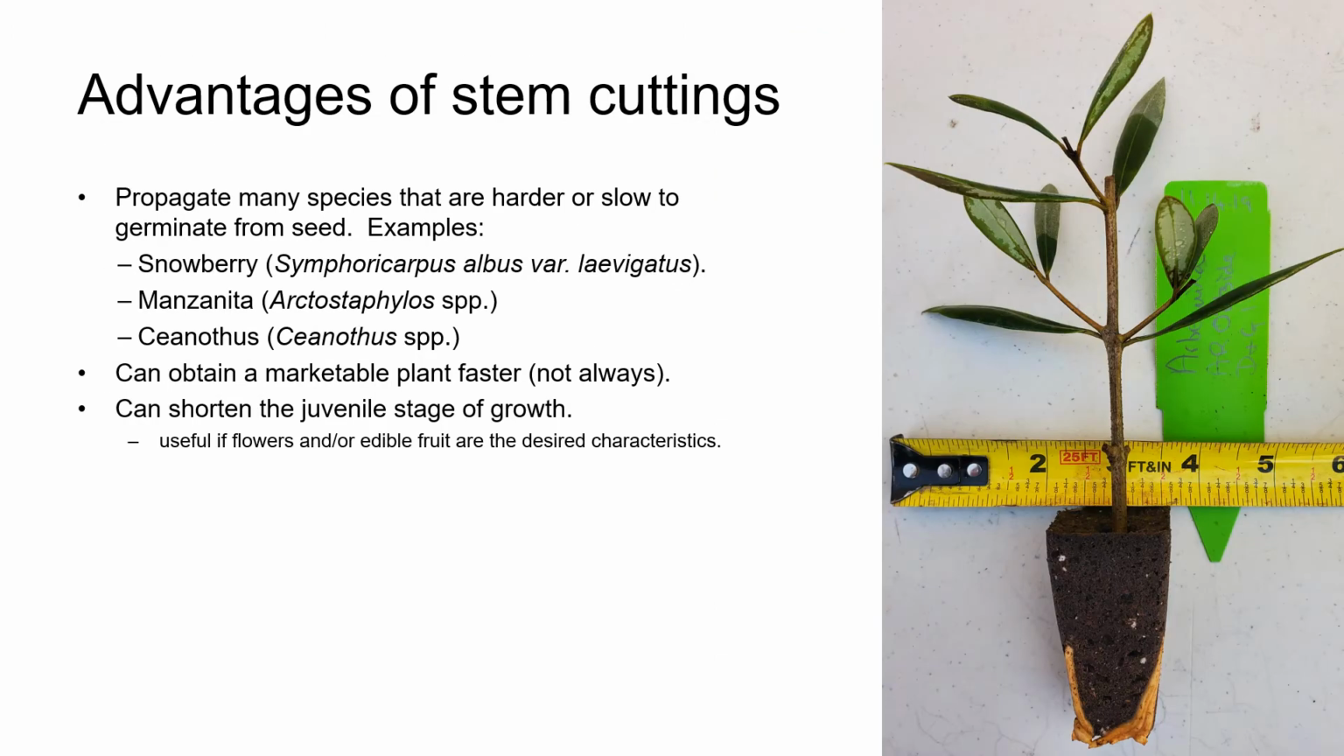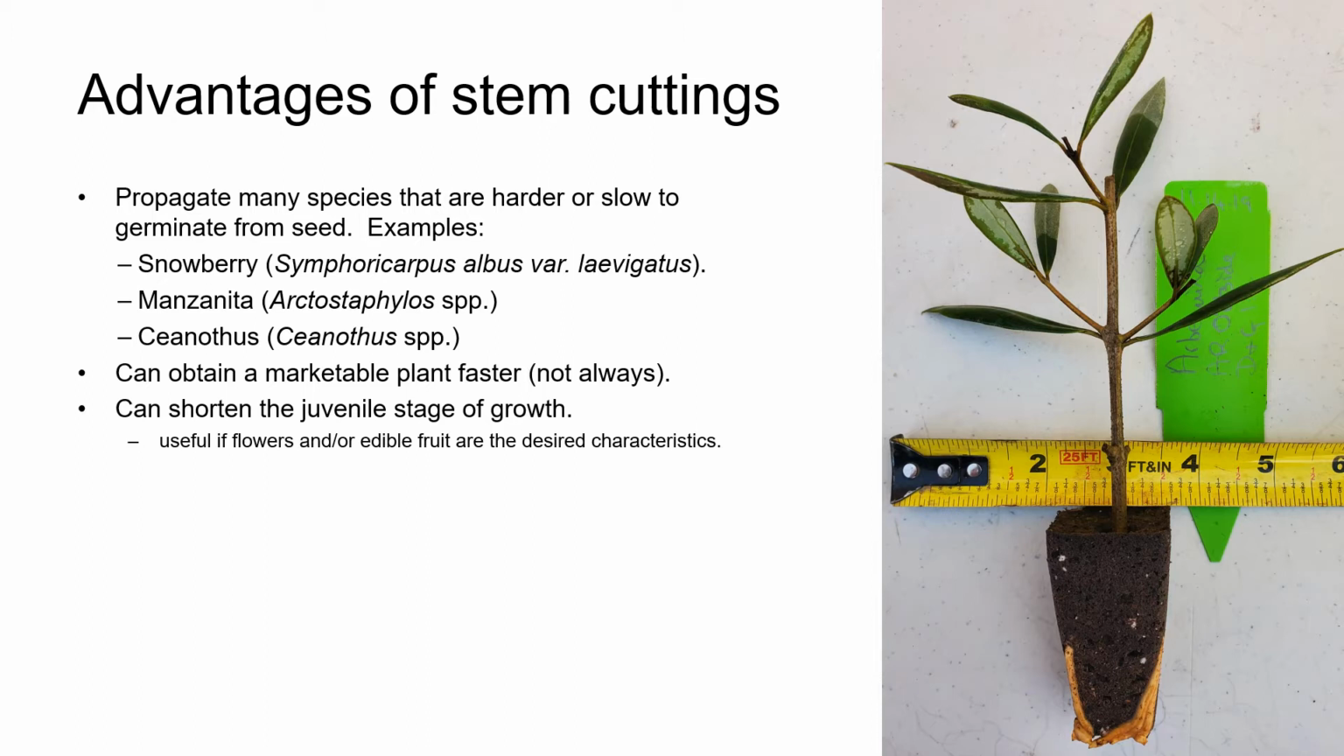In addition to the applications mentioned in the previous slide, there can be some advantages to propagating plants from stem cuttings, even when they can be grown successfully from seed. For example, we can often obtain a marketable plant faster from stem cuttings than we can from seed. This is particularly true if the seed needs a period of cold stratification prior to sowing in order to break dormancy. Examples of this would be our native shrubs, snowberry, manzanita, and some of the ceanothus species.